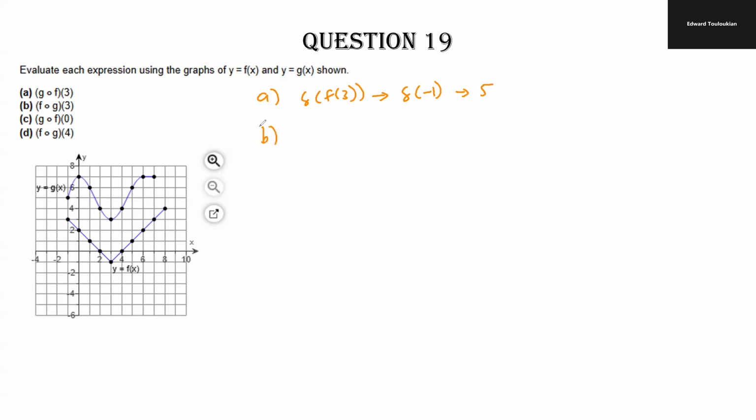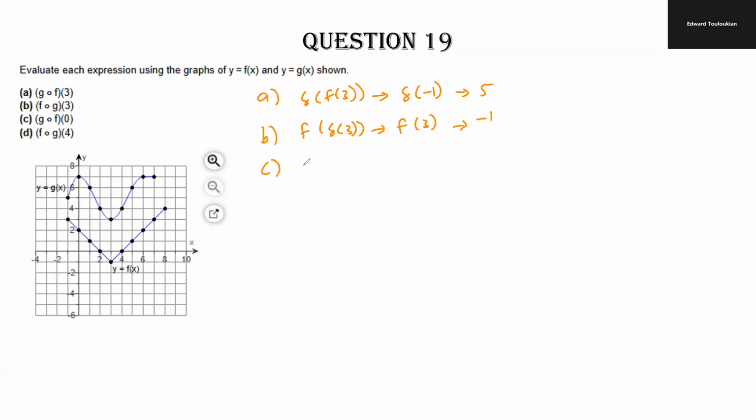All right, for b, f of g of 3 is f of g of 3. We first find g of 3. Well, here's x equals 3. g of 3 is going to be 3. So that reduces to f of 3. So g of 3 just becomes 3, and now I want f of 3. Well, f of 3, if I go over to 3, f when x equals 3 is -1. So there's -1.